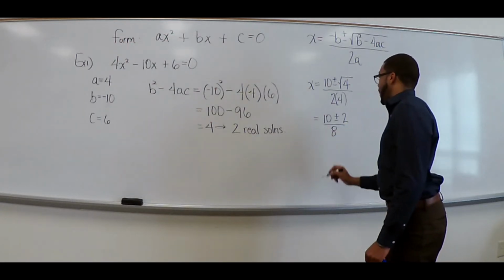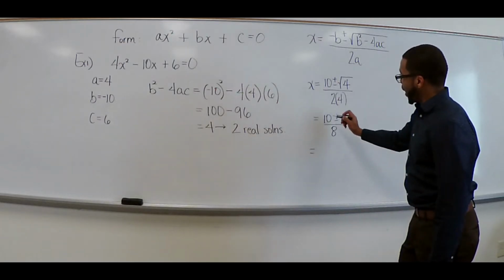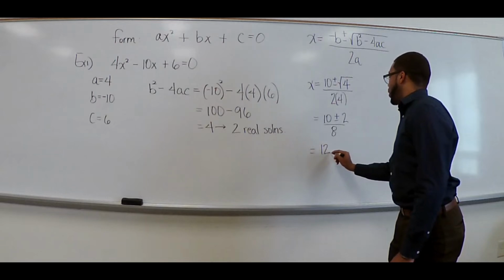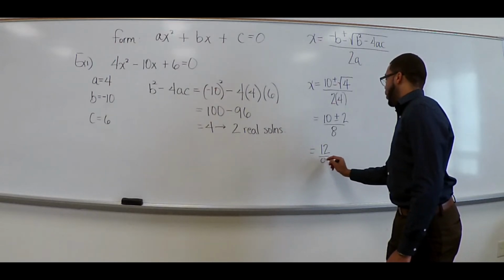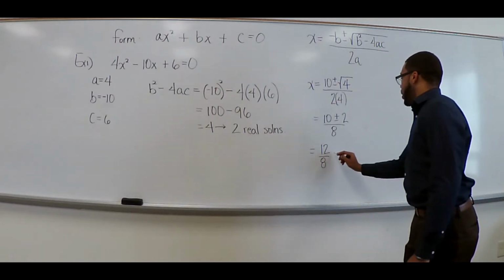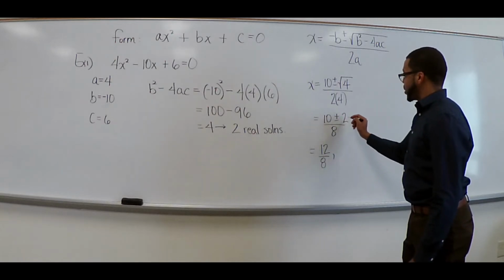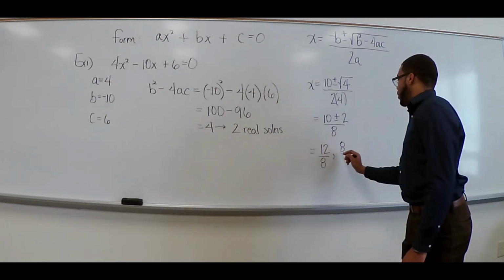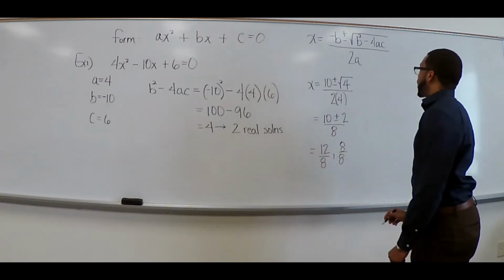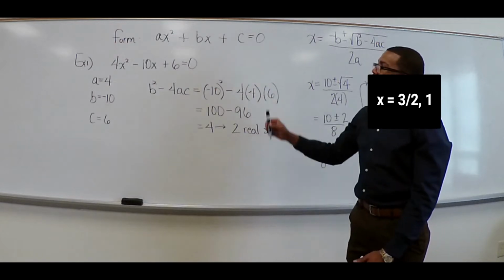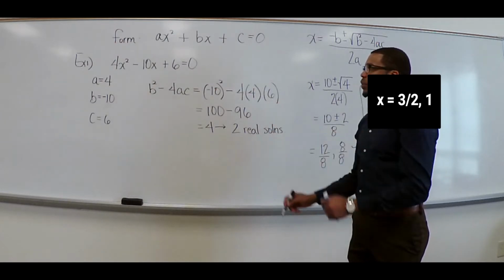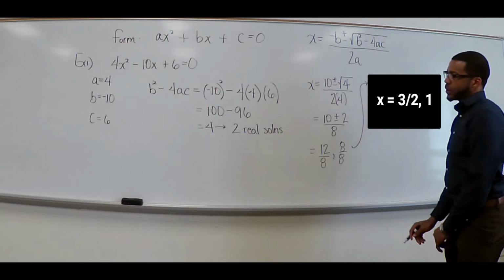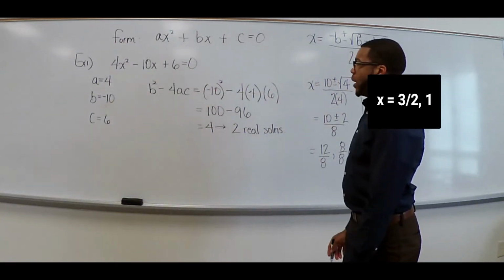All over 8 equals. So we have 10 plus 2, that is 12 over 8, comma, 10 minus 2, which is 8 over 8. Those will be the solutions that satisfy that equation to ensure that it is equal to 0. Box your solution, identify your answers. Cool.